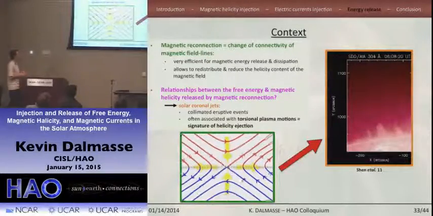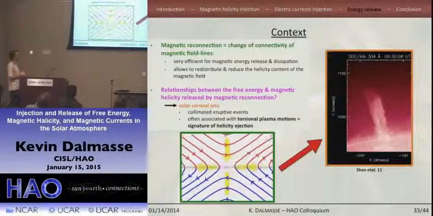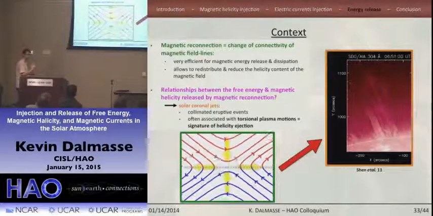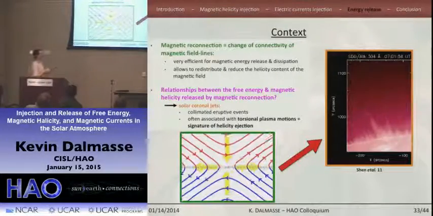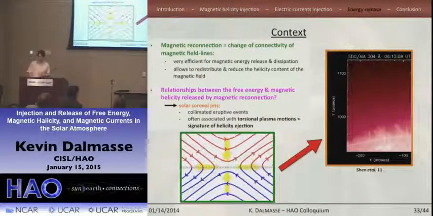Here is an example of solar jets. Solar coronal jets are well-collimated eruptive events during which you can often see torsional plasma motions, and these torsional plasma motions are the signature of the ejection of magnetic helicity.